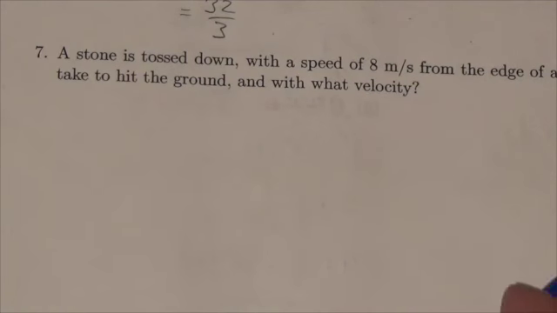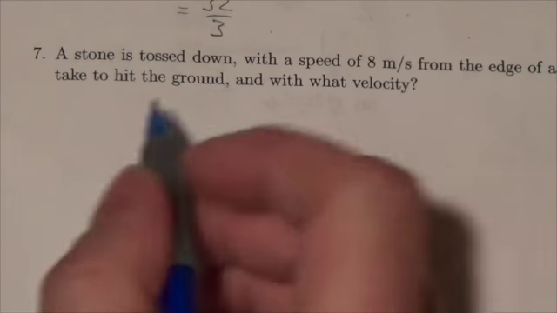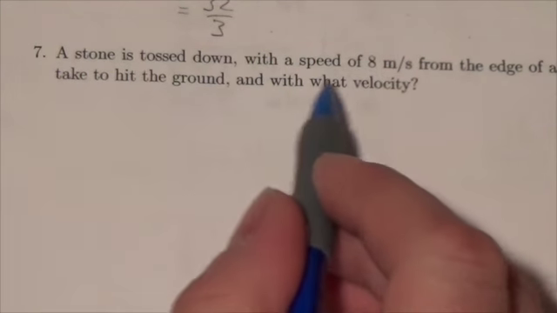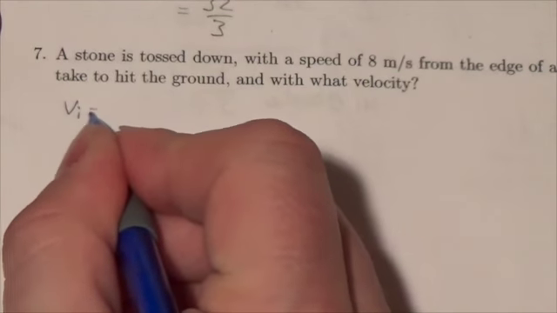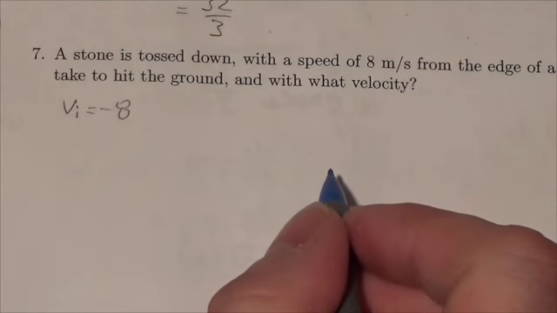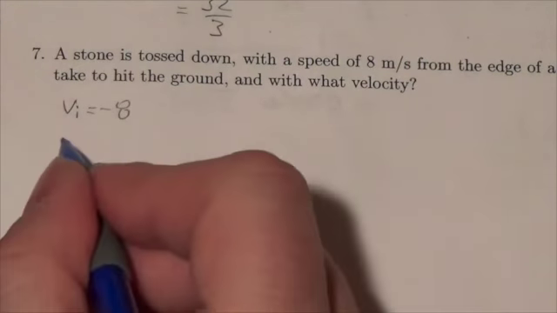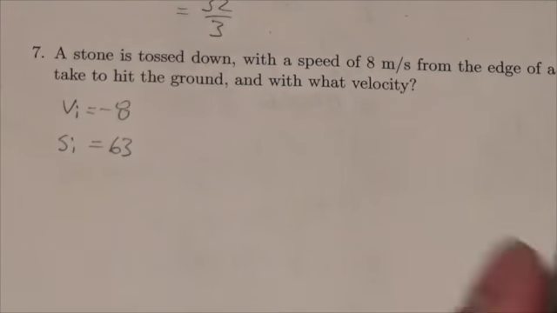Okay, hi everybody. This is the Math 31 integration review. This is question 7. A stone is tossed down with a speed of 8 meters per second. That means the initial velocity here is going to be -8. We're tossing it down from a cliff of 63 meters high, so our initial displacement is going to be positive 63. How long will it take to hit the ground and with what velocity?